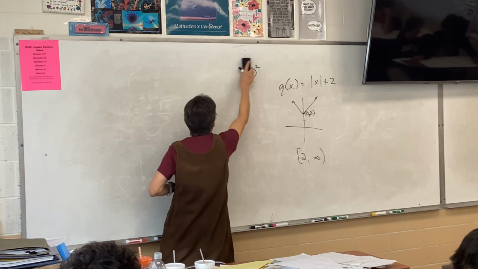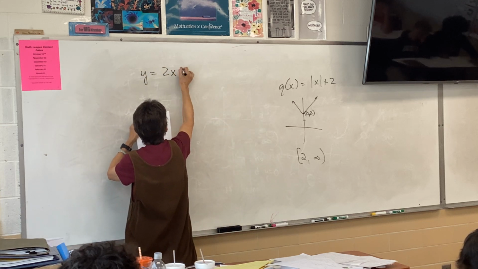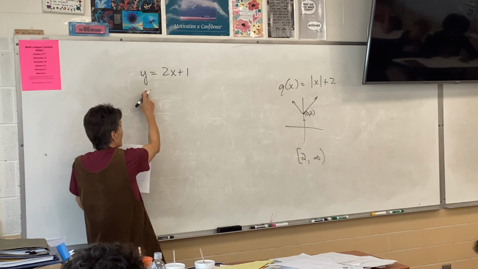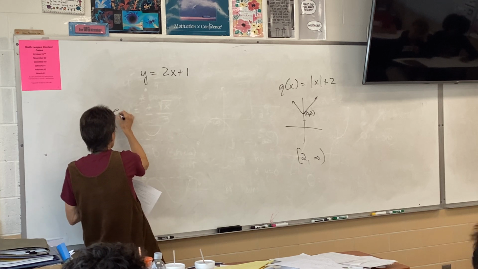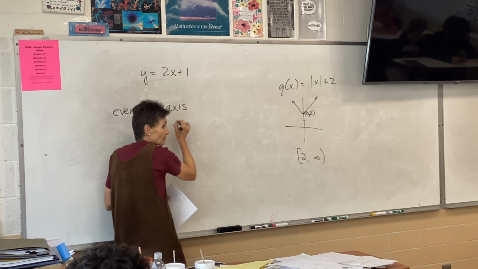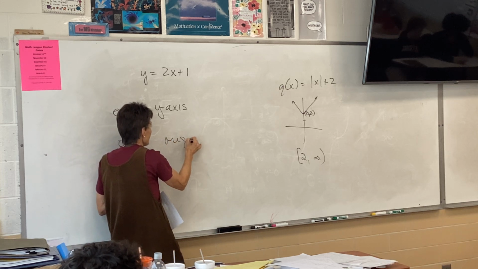All right, is this thing even, odd, or neither? Okay, so wait a second. We have to test it. I'm going to put a y in there instead of an f of x. We have to test it. If it's even, it's going to have y-axis symmetry. And if it's odd, it's going to have origin symmetry.